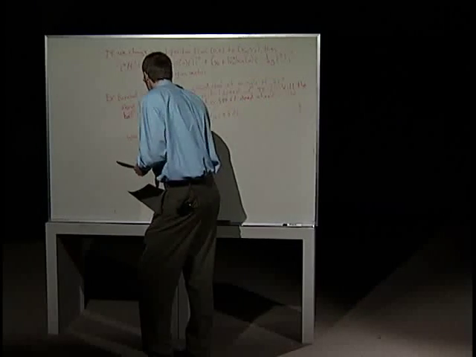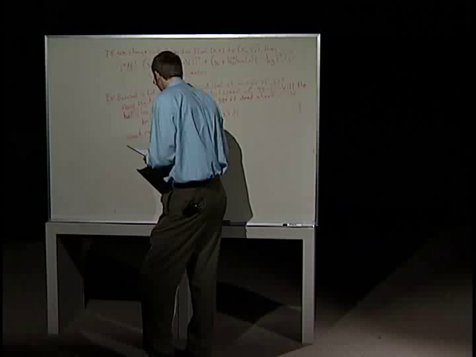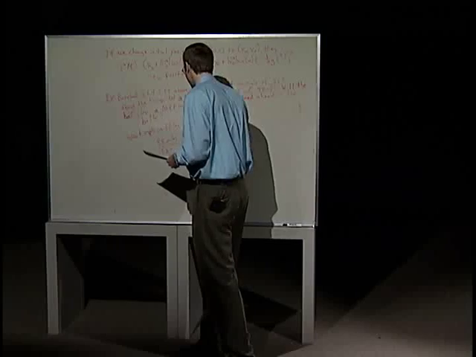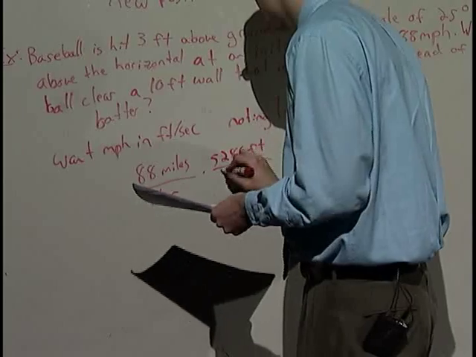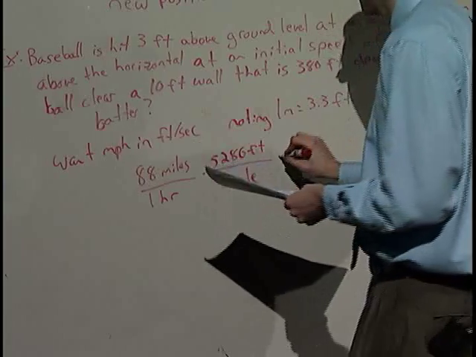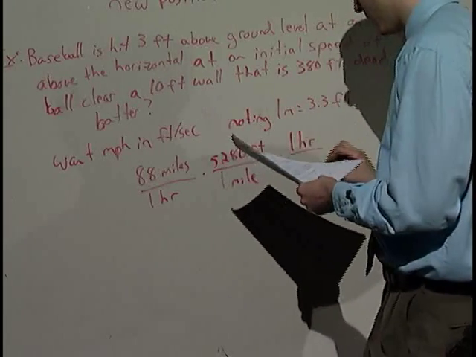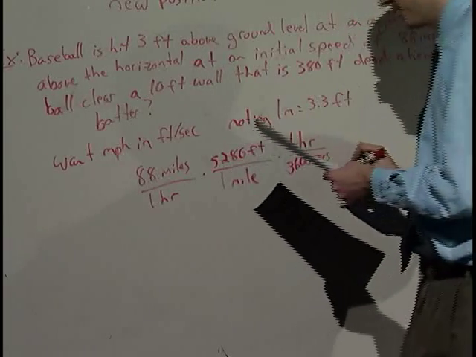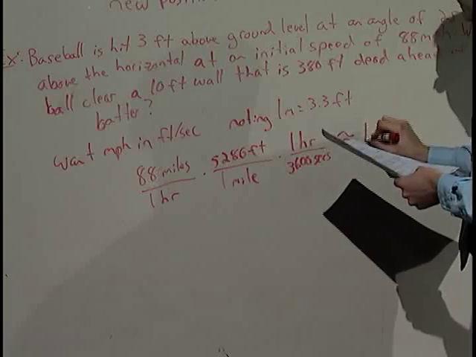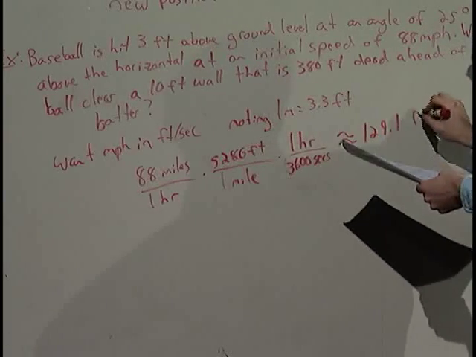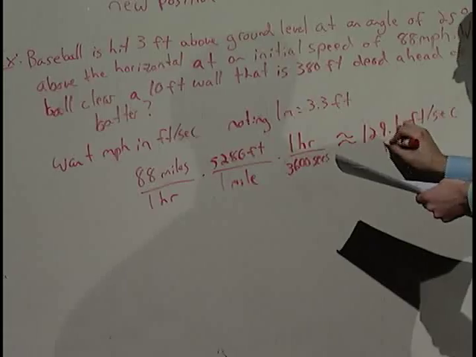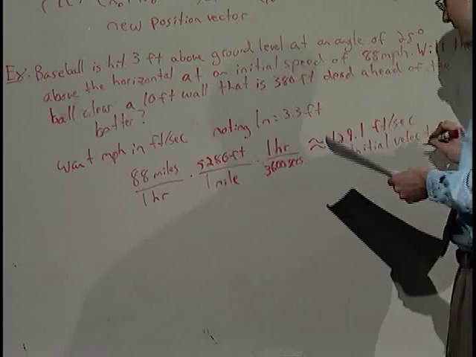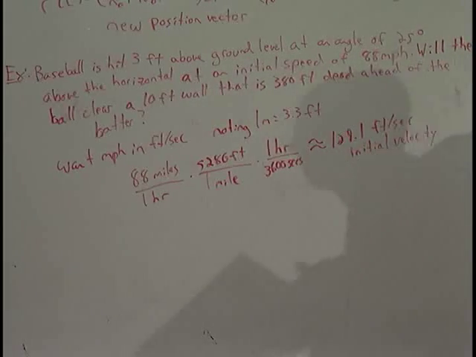So we'll do an old chemistry trick here. We'll just do a conversion. 88 miles over 1 hour, times 5,280 feet in 1 mile, times 1 hour over 3,600 seconds. And so what do you get? The initial velocity is 129.1 feet per second. Okay. All right.